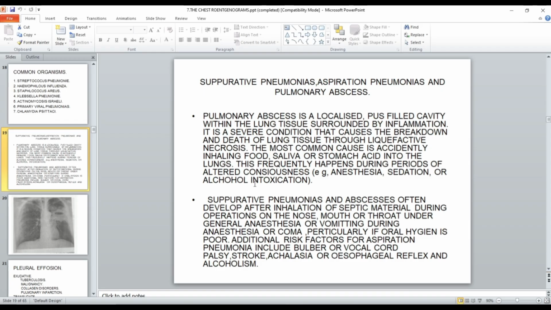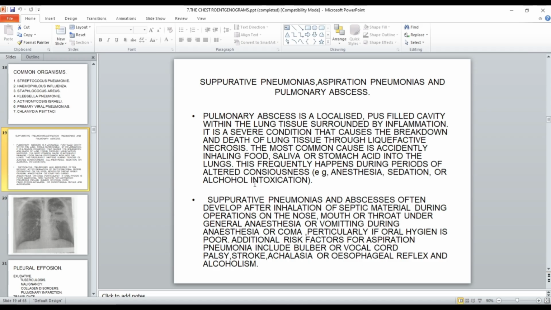Pulmonary abscess is a localized pus-filled cavity within the lung tissue surrounded by inflammation. It is a severe condition that causes breakdown and death of lung tissue through liquefactive necrosis. The most common cause is accidentally inhaling food, saliva, or stomach acid into the lungs.